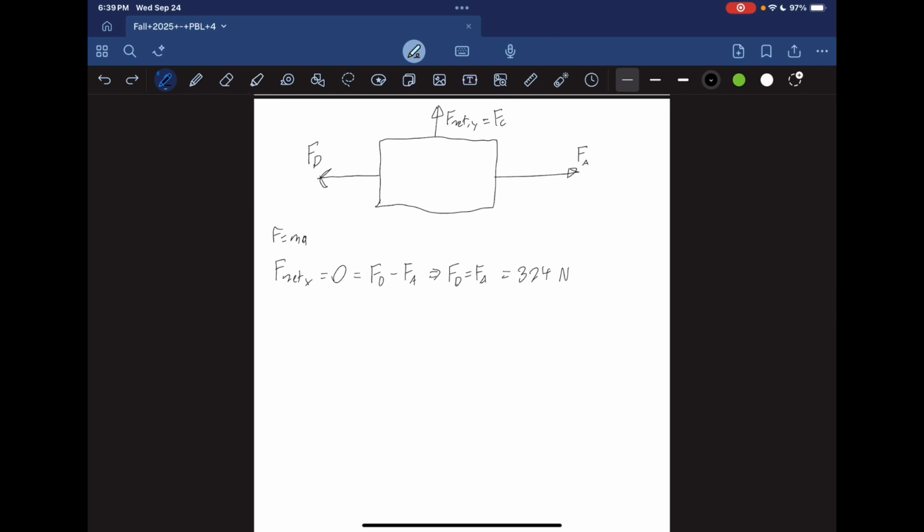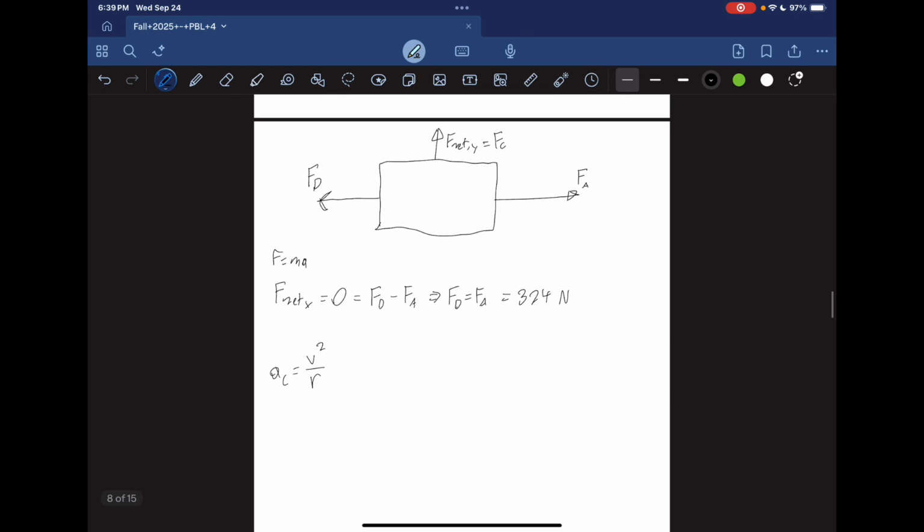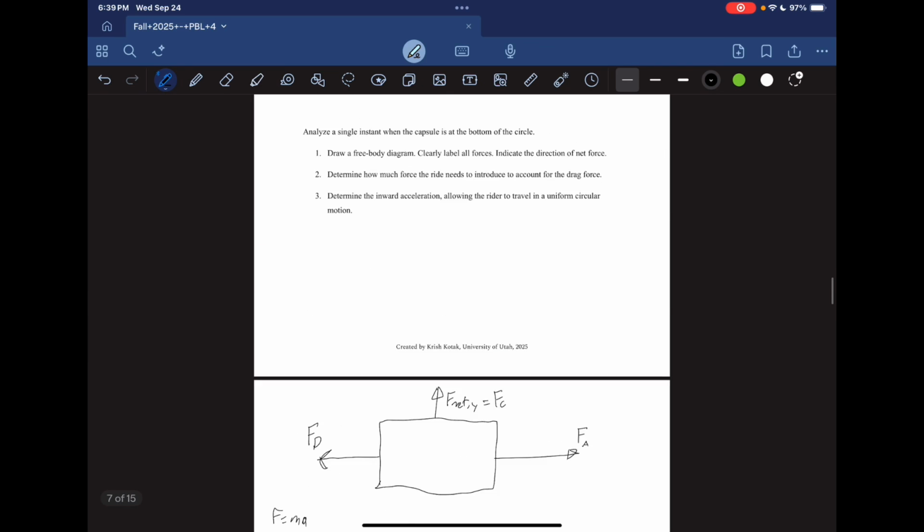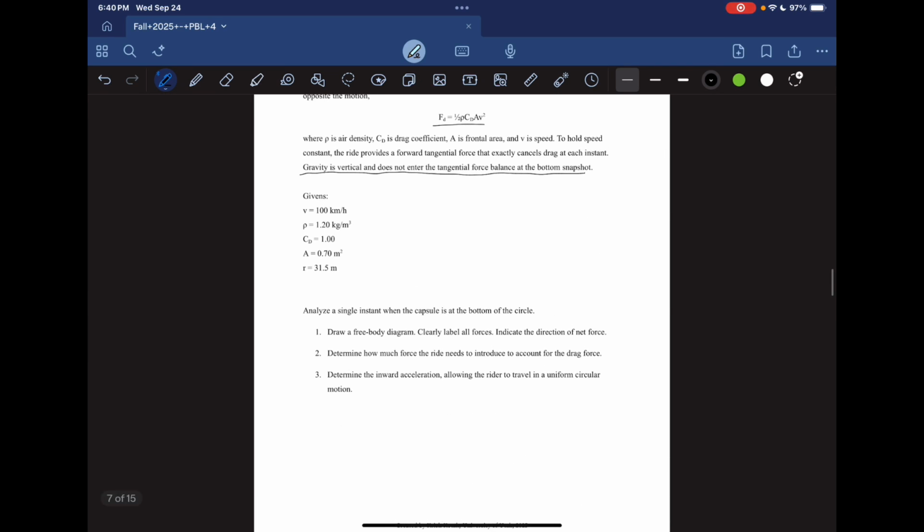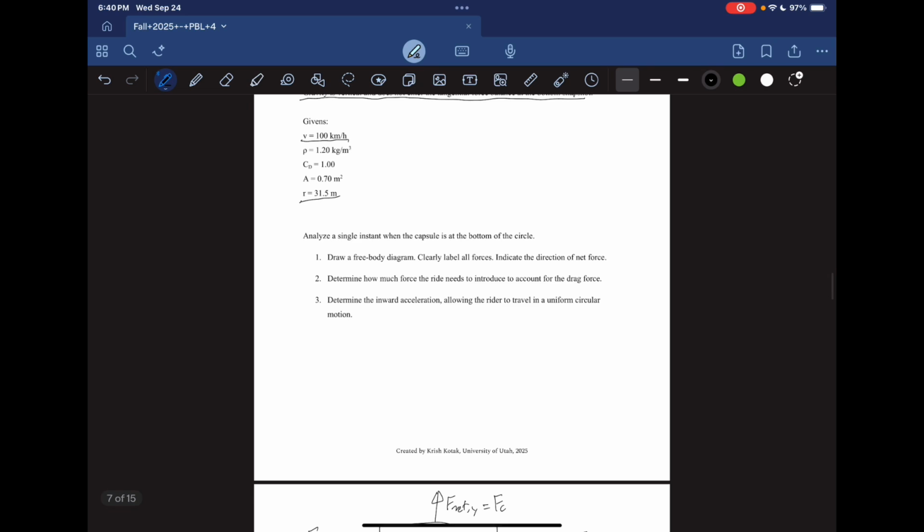For acceleration that is purely centripetal, so it doesn't have any components in the x direction, the only direction that it is accelerating is centripetal in order to maintain uniform circular motion, so circular motion that isn't speeding up or slowing down. The equation we use is that centripetal acceleration is equal to the tangential velocity squared divided by the radius of the circle. We know that our tangential velocity is 100 kilometers an hour. We know that r is 31.5.